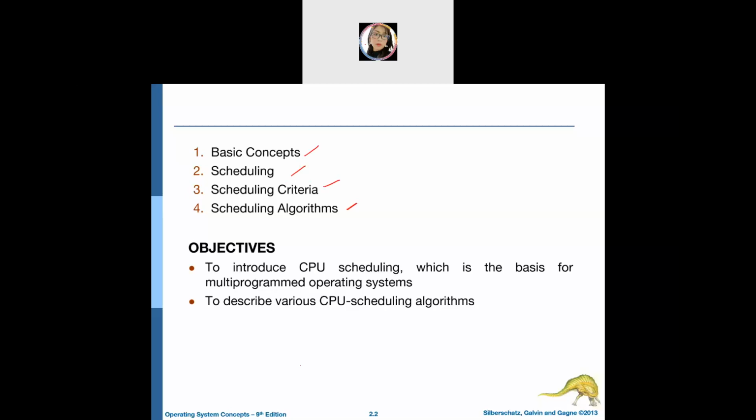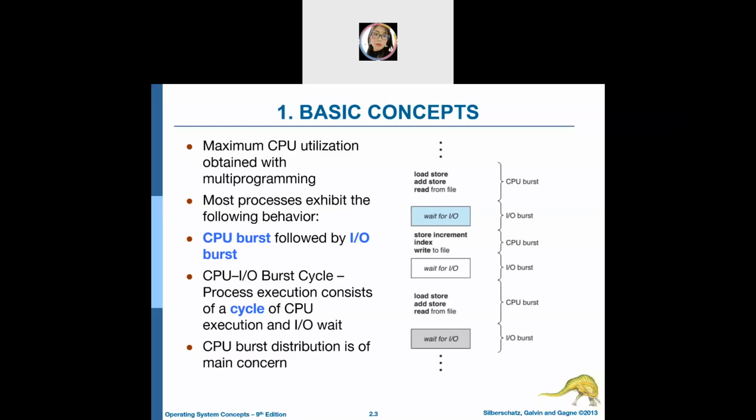So the objective for our module 5 is to introduce you to CPU scheduling. You're going to find out about input output scheduling, and also the CPU burst and input output burst, which happen in a basic multi-program operating system. Another objective is to describe various types of CPU scheduling algorithm. So let's take a look at the theory first.